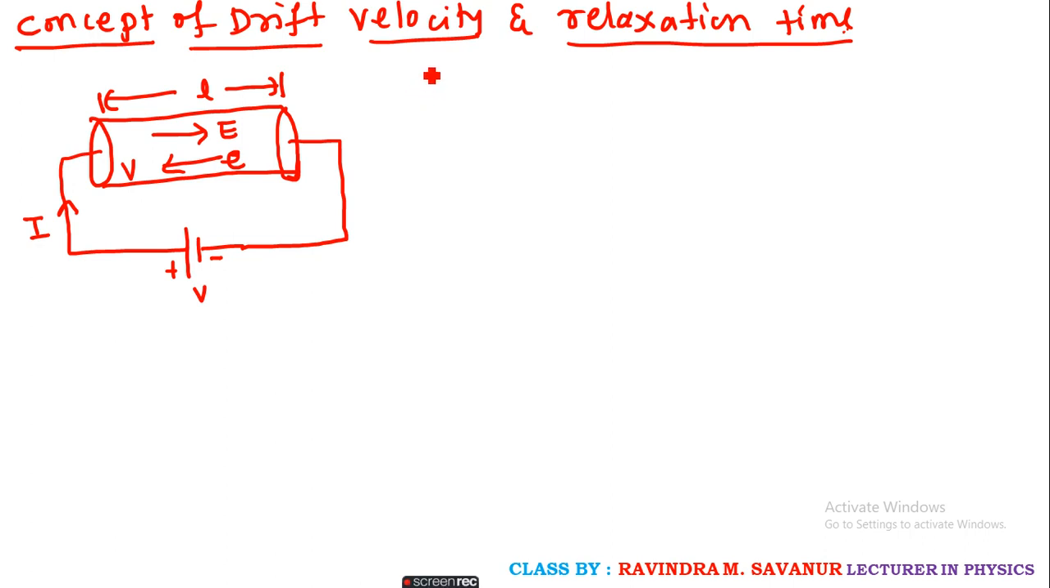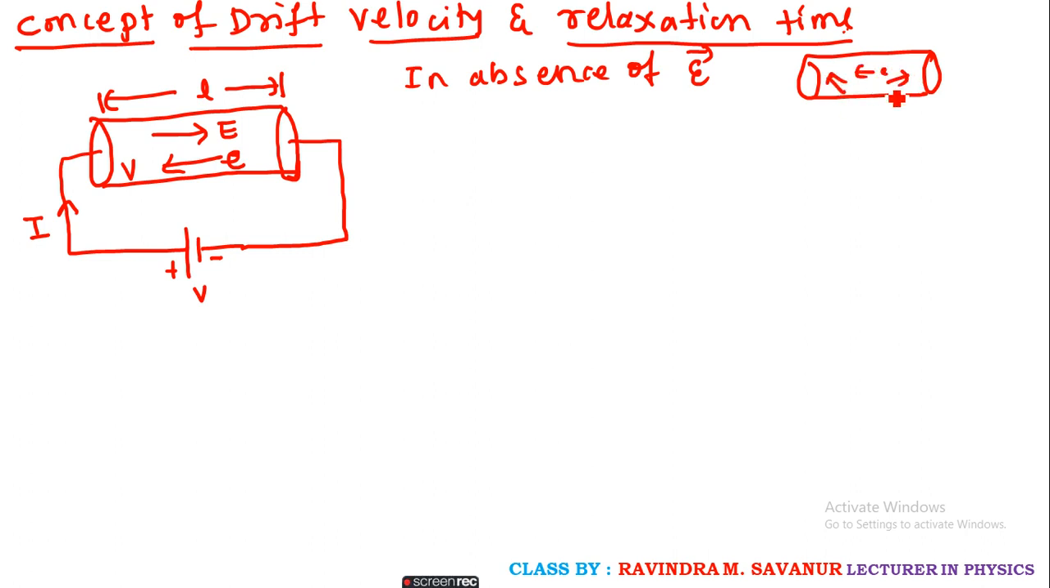The first part: what happens in the absence of an electric field? In this conductor, where a number of electrons are there, they are moving in random directions. The conductor contains a number of free electrons, and they are moving in random directions in this fashion. Students, they are moving in different directions.